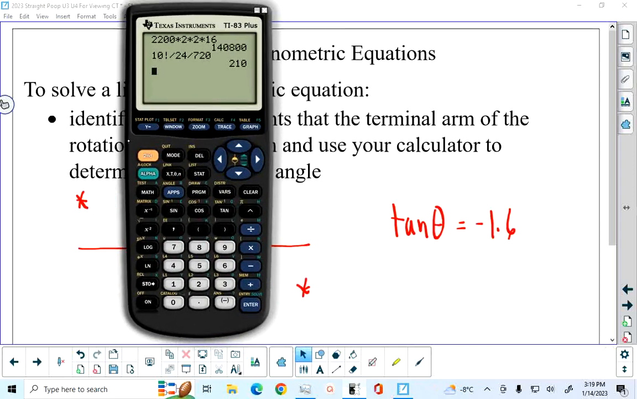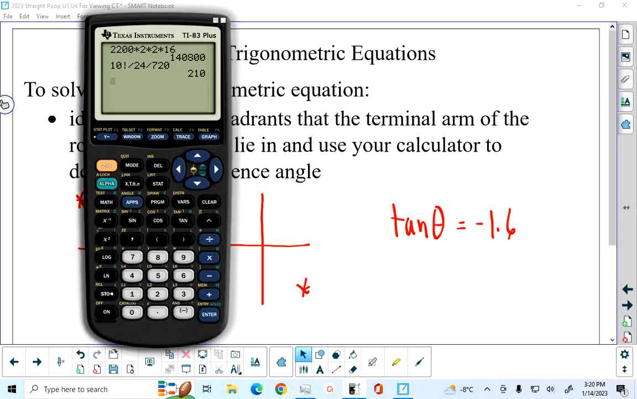And let's just say that I wanted to do this work in radians. I wanted decimal answers in radians. So then what I would do is I would take the inverse tangent of 1.6. Remember, we teach you this at WCHS all the way back in grade 10. When you find angles on your calculator, you never put negatives in for the argument of the inverse. So we just use 1.6. And what we're getting is 1.01 radians.